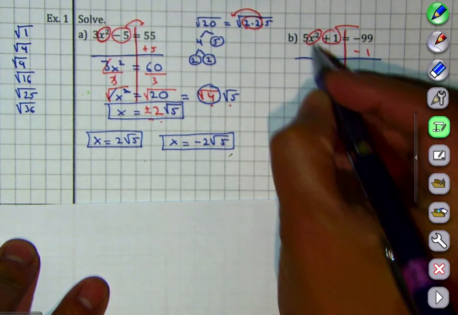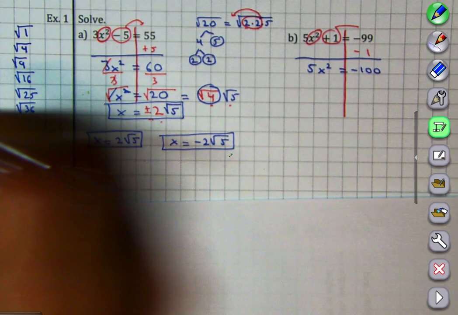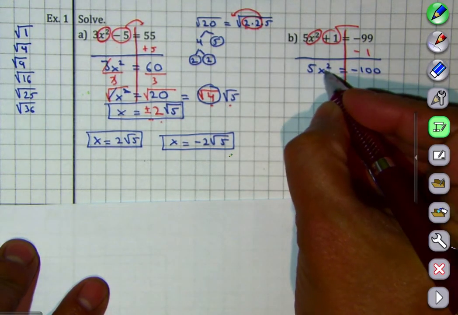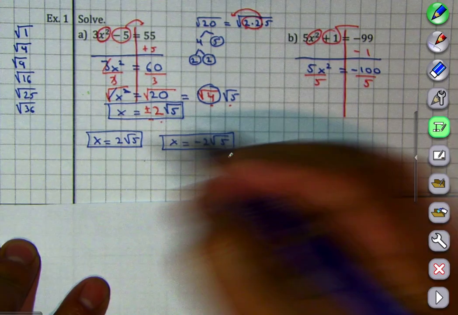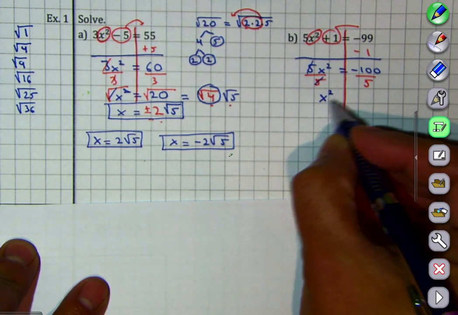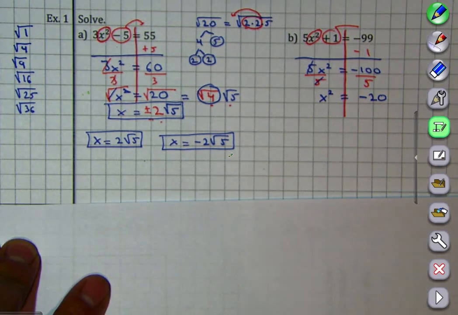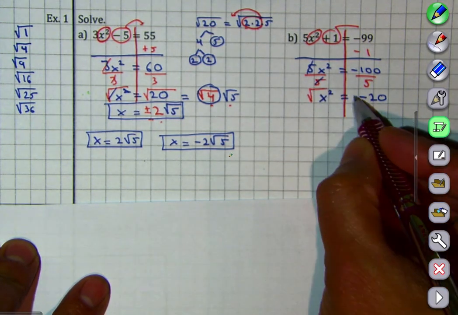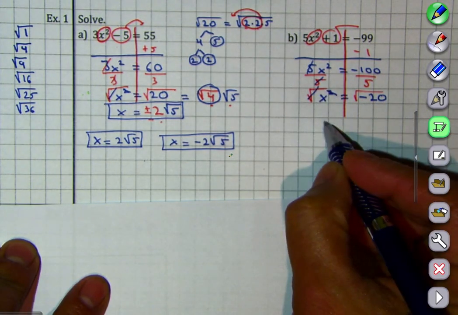So therefore, we have 5x squared equals negative 100. Next, I need to be able to leave the x squared by itself, so I can divide by 5. My 5's cancel, so therefore I have x squared, which is what I wanted, equals negative 20. I still need to leave the x by itself, so therefore I'm going to take the square root on both sides. My square root and my square cancel, so therefore x equals.